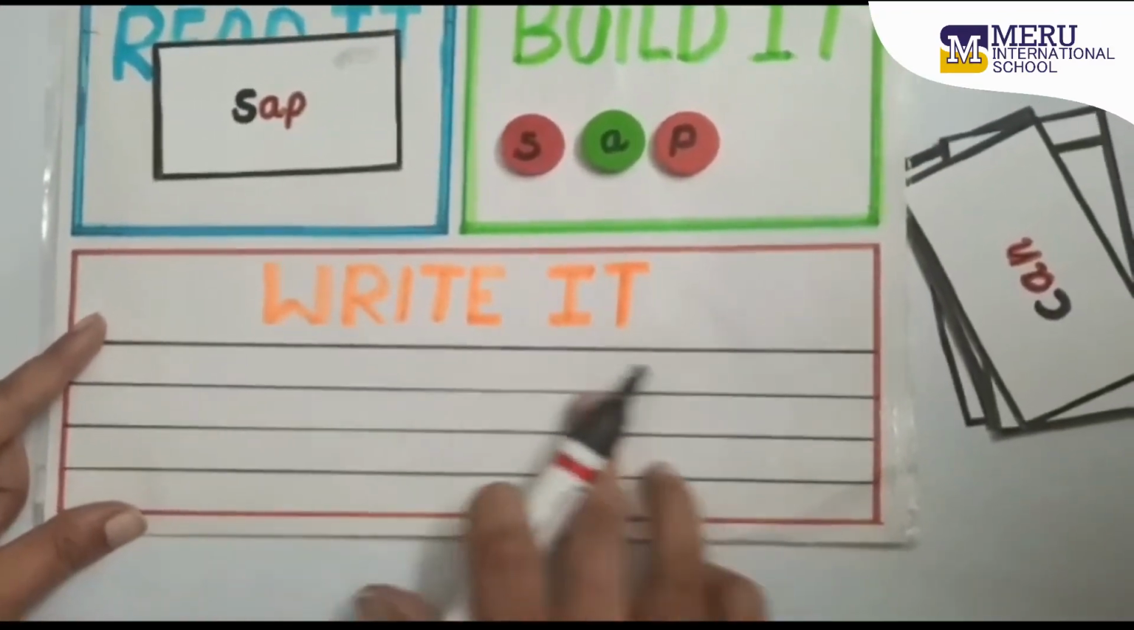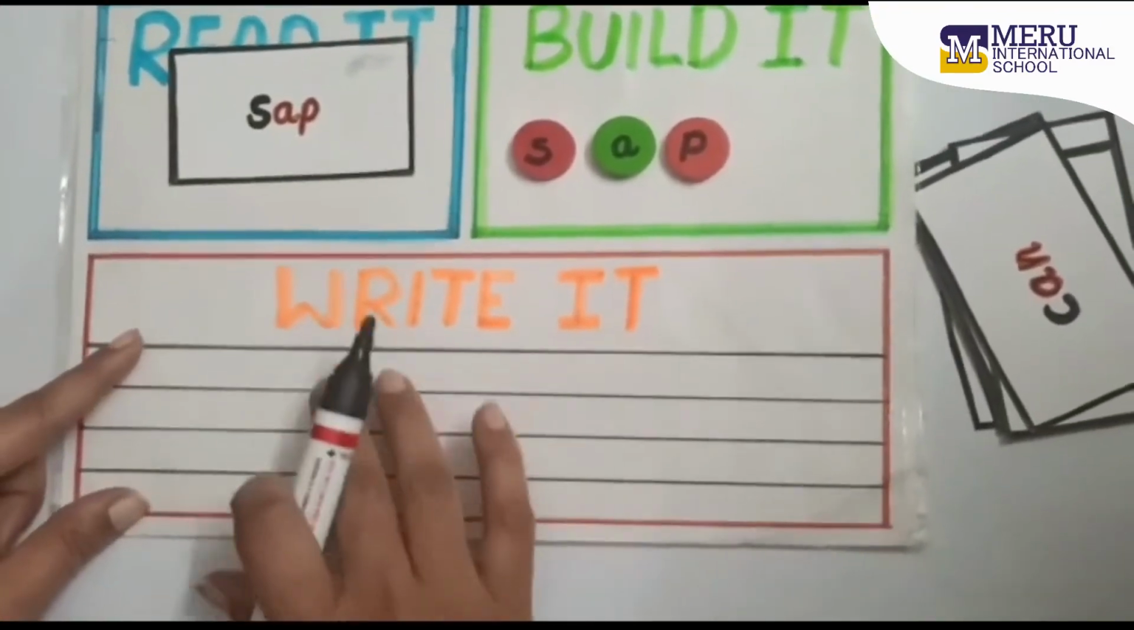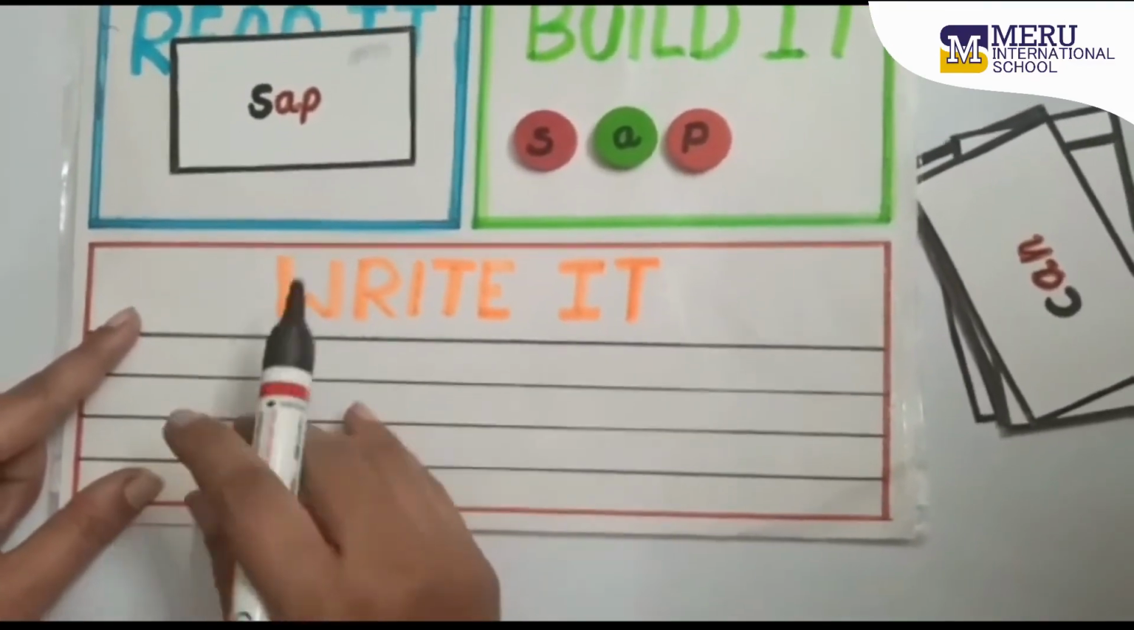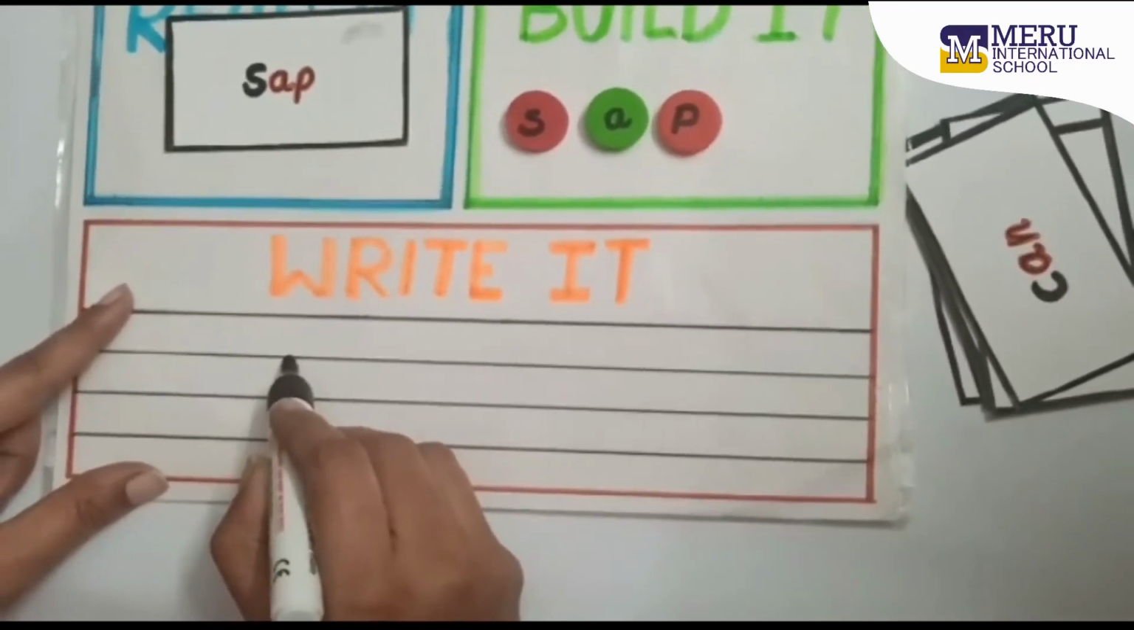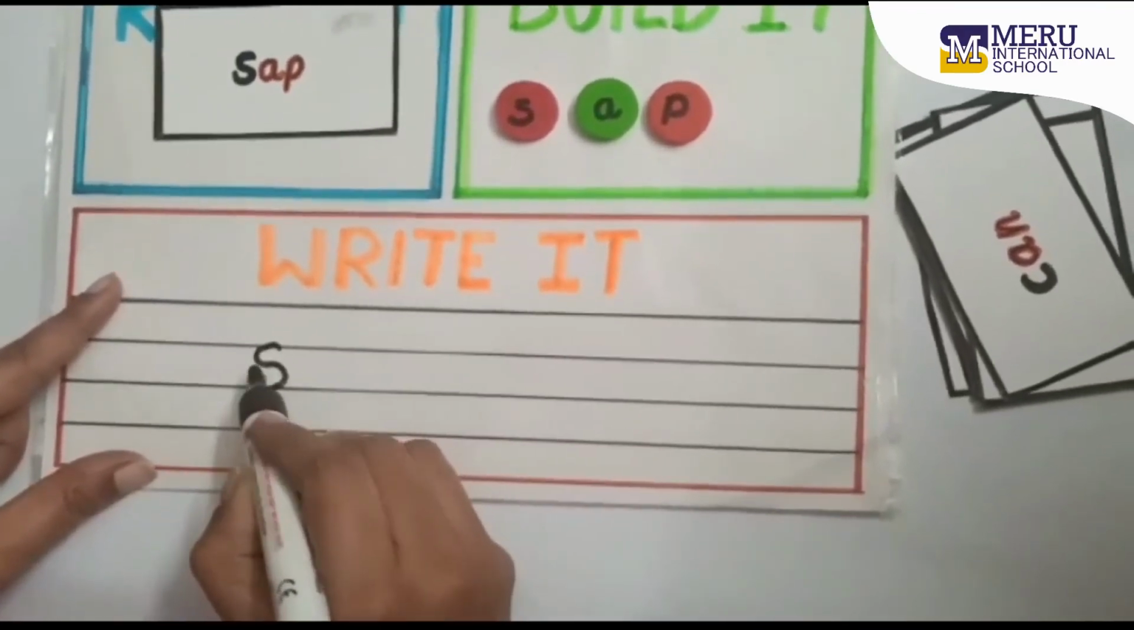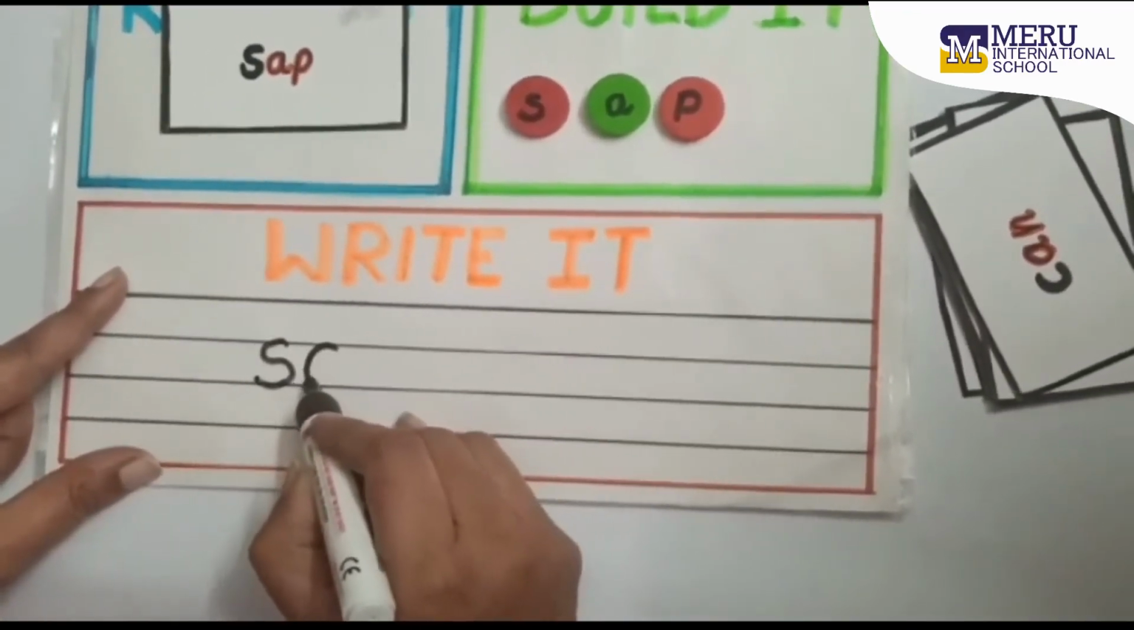I have taken four lines so that the child will have a similar pattern of lines as he is seeing in the book. So you can also teach the line alignment with this activity.